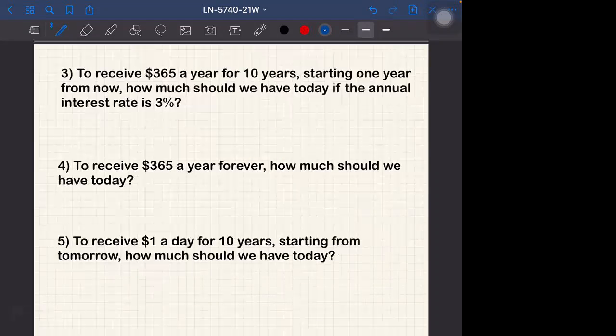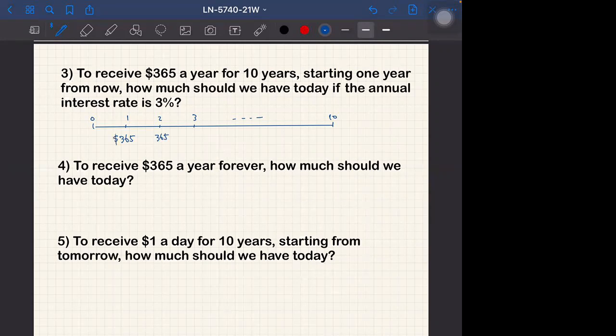And the typical actuarial question is like this. To receive $365 a year for 10 years, starting 1 year from now. So that means we have time 0, now, today, and we have time 1 year later, 2 years later, 3 years later, up to 10 years later. And we want to have $365 per year for 10 years. So the total payment is 365 times 10. So how much should I have at time 0?